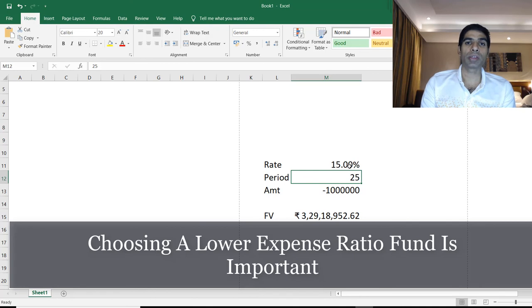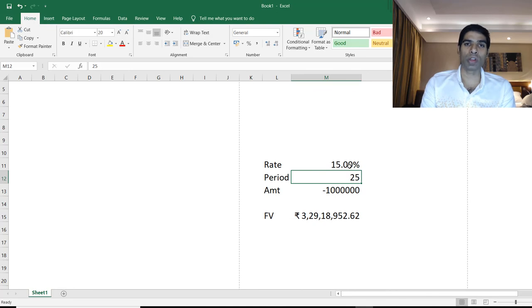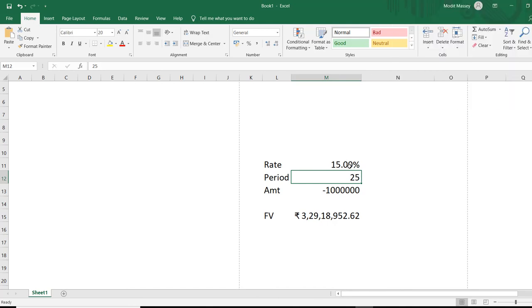0.5%, 1% makes a huge difference, and that's why expense ratio should always be taken into account when you're investing in a fund, right? So again, do not keep expense ratio as the sole criteria. The lowest expense ratio doesn't necessarily mean a great fund. Expense ratio should be comparable, right?